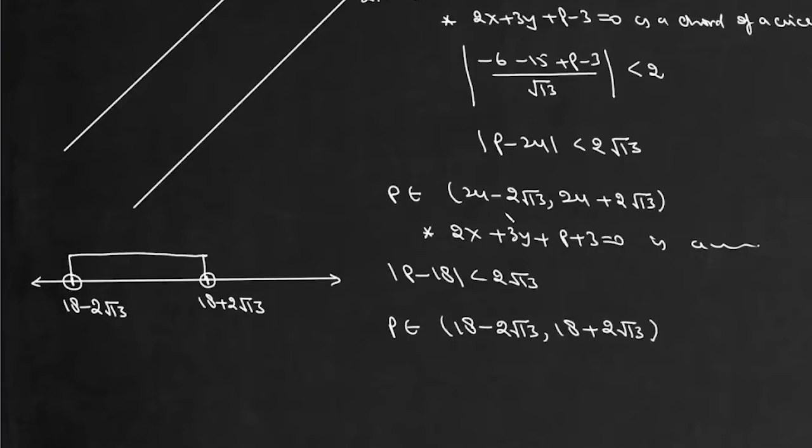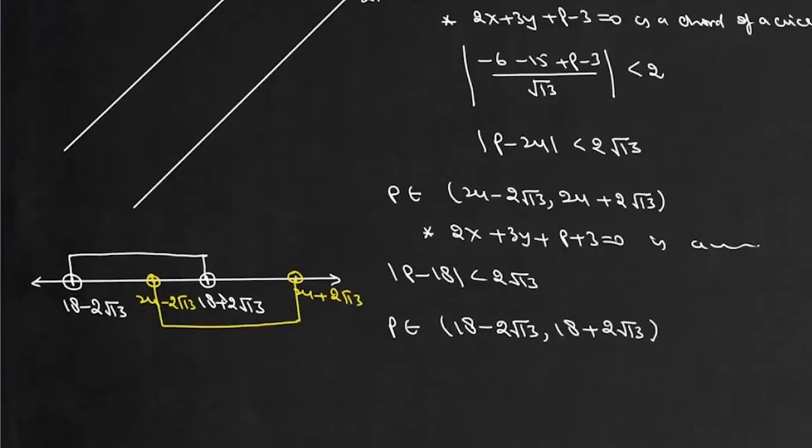And next we have this 24 minus 2 root 13. Now root 13 is 3 point something. So this is 6 point something. 24 minus 6 point something is 17 point something, which is going to be here. So this point, 24 minus 2 root 13 and 24 plus 2 root 13 will be here, and this second line will be a chord of this circle if it lies between these two values.